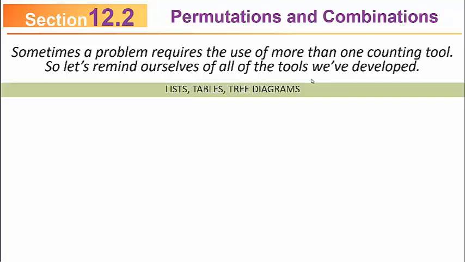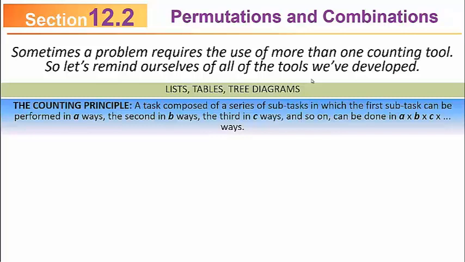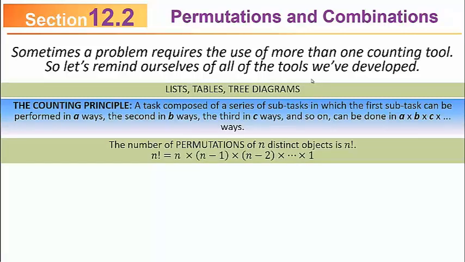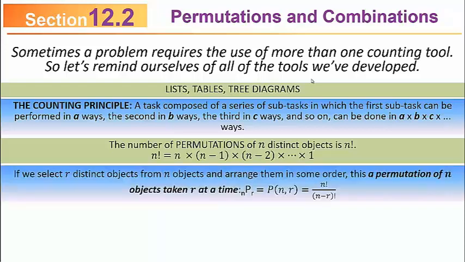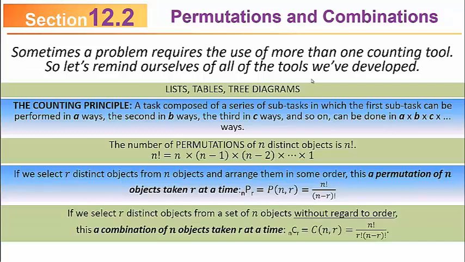Remember, we talked about lists, tables, and tree diagrams. We talked about the counting principle. We talked about the permutation formula as a factorial. Remember, a factorial is a special type of permutation where you take them all at a time. We've talked about permutations when you don't take them all at a time. You take n objects r at a time. We've talked about combinations where order doesn't matter. So we're building a toolbox of tools that help us count arrangements of things and different items that we want to count.